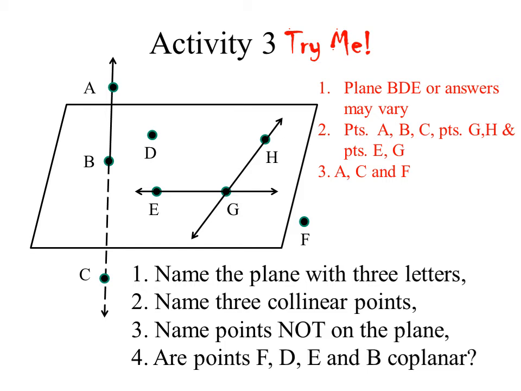How about the points not on the plane? So it is very visible that points A, C, and F are not on the plane. Then, for number 4, are points F, D, E, and B coplanar? And the answer is no. Why? Because they do not lie on the same plane. So they are non-coplanar. Therefore, points F, D, E, and B are non-coplanar. Okay?